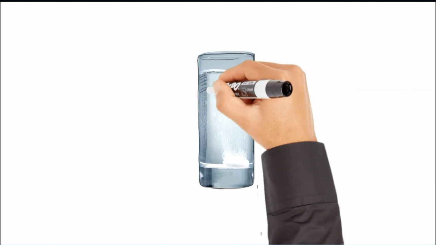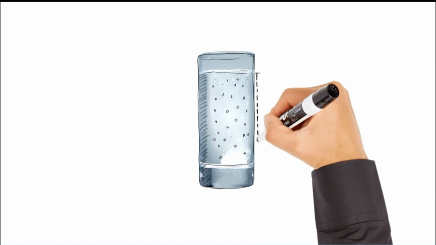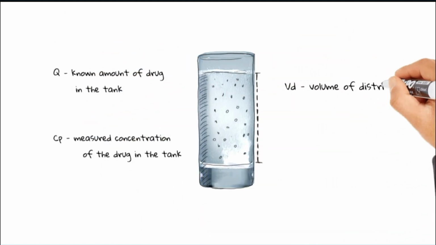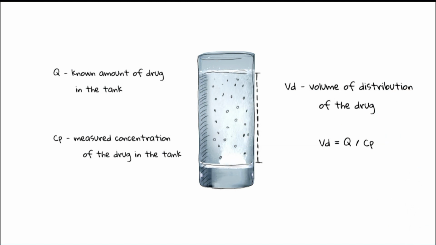An oversimplified model of drug distribution throughout plasma and tissues is the dilution of a drug dose into a tank of water. The volume of distribution is the apparent size of the tank in which a known amount of drug distributes to produce a measured drug concentration once the drug has had enough time to thoroughly mix within the tank.